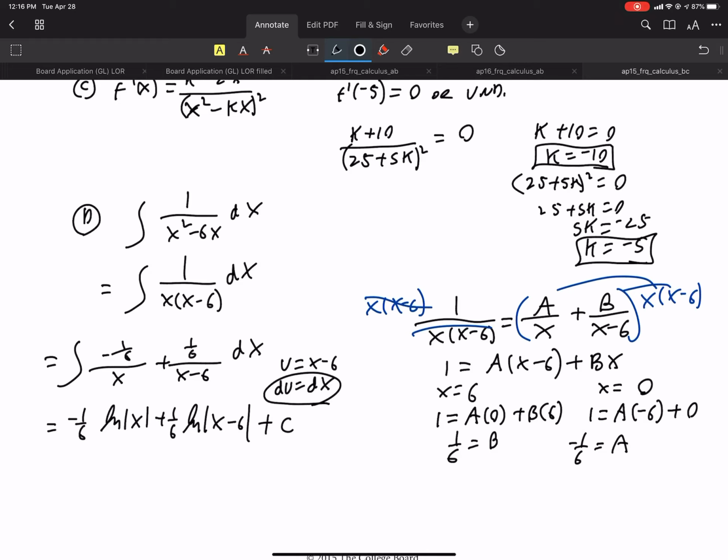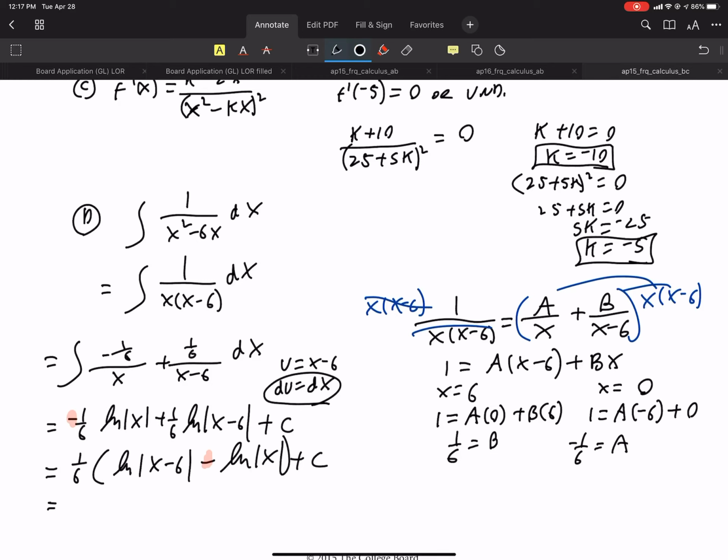Now, if you want to, you can factor out the 1/6. You don't have to. You're good. But I'm going to factor out the 1/6. If I do that, something weird is going to happen. I'm going to have ln of x minus 6. I'm just going to rearrange this to get the positive first and the negative second. Because I took out the 1/6, but there's a negative here, so I moved it over there.